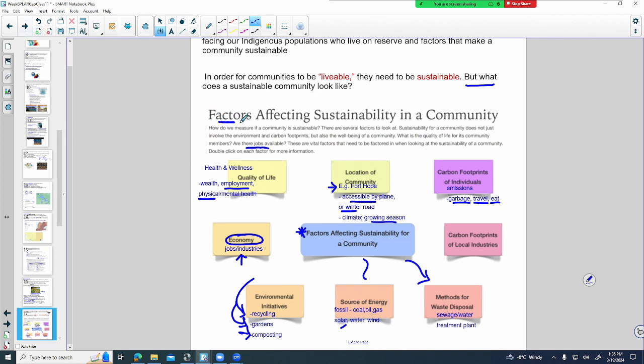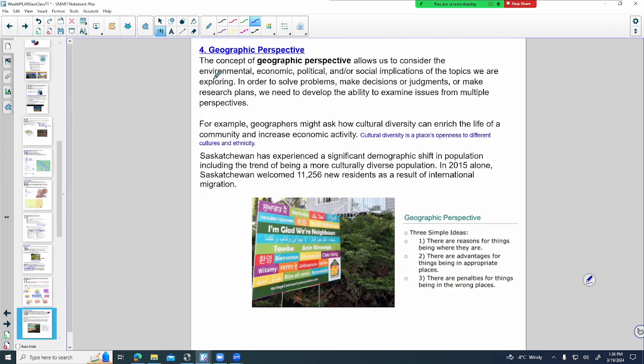Okay, so these are some of the factors that could affect sustainability in a community. And finally, geographic perspective. The concept of geographic perspective allows us to consider the environmental, economic, political, and or social implications of the topics we are exploring. So in order to solve problems, or make decisions or judgments, or make research plans, we need to develop the ability to examine issues from many perspectives.